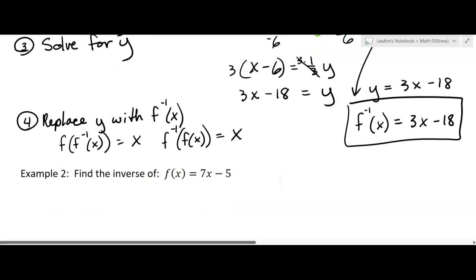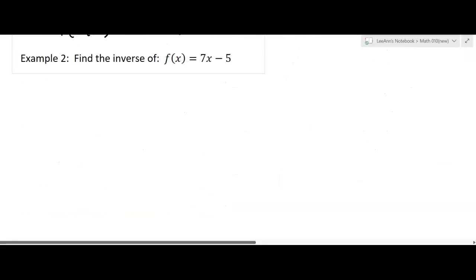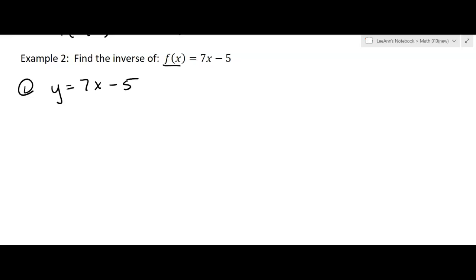Okay, so here we have an example. It's another linear function, and we're just going to go through the steps. If you think you're able to do it on your own, stop the video, try it, and then come back and check your work. Okay, so step 1. First, replace the f of x. Write it as y equals 7x minus 5. Step 2, switch the x and y. So x equals 7y minus 5.